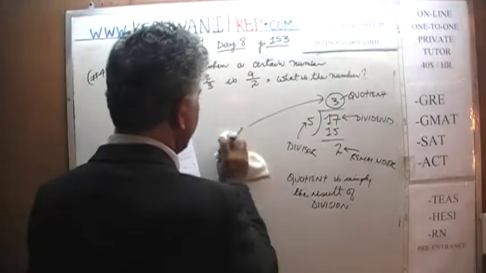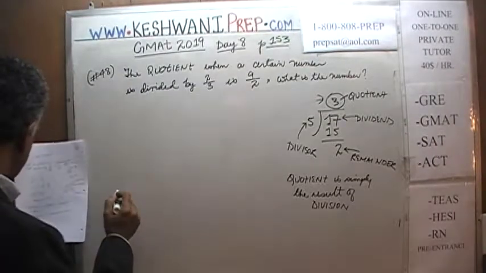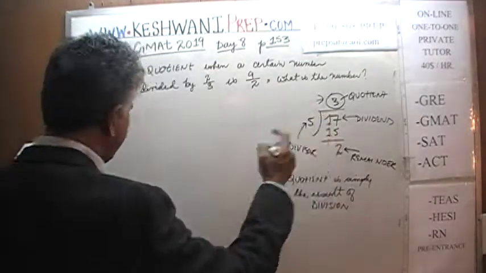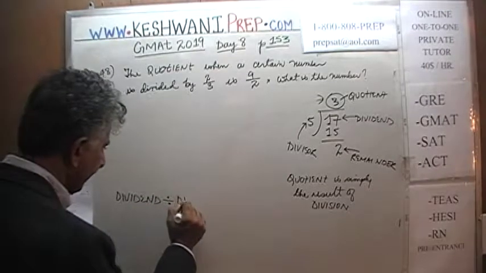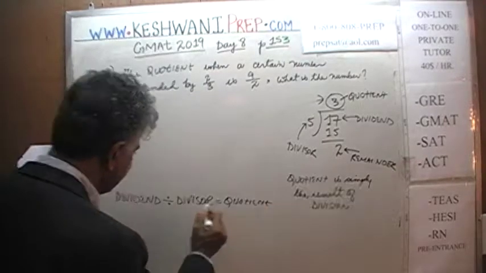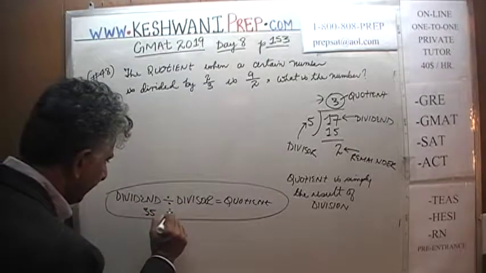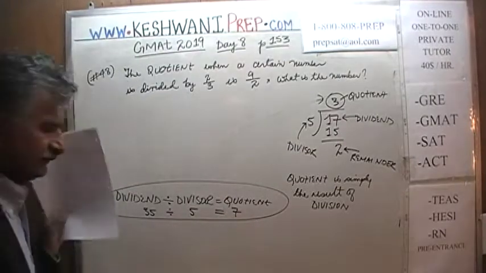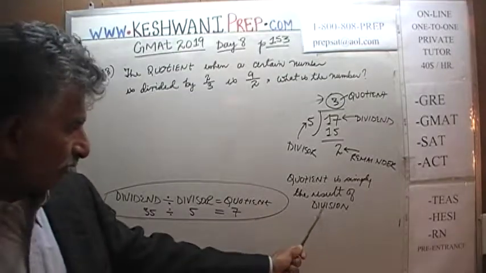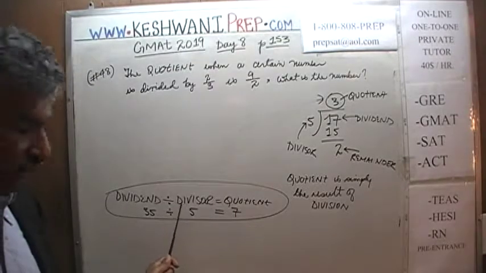So let's carry on then. Now that we understand the terminology, let's see what we can do. Before we go any further, let's write it down like this. Dividend divided by divisor equals the quotient. For example, 35 divided by 5 is equal to 7. The result of division is called the quotient. Dividend is the number that is being divided. Divisor is the number by which we're dividing the quantity.